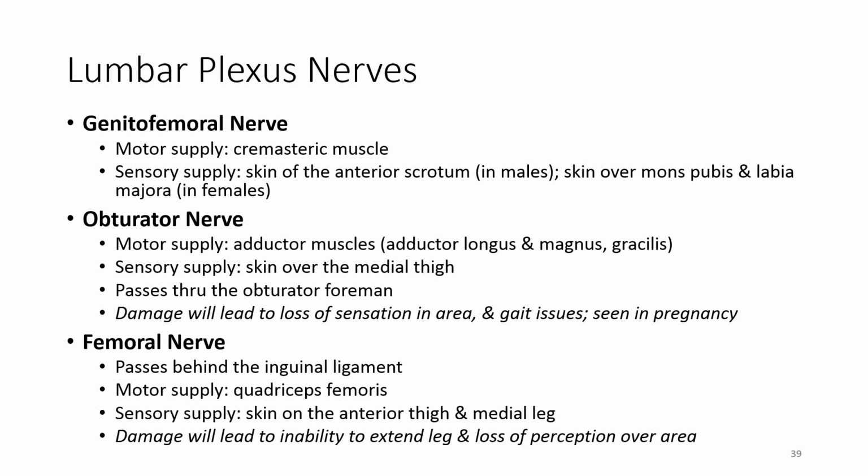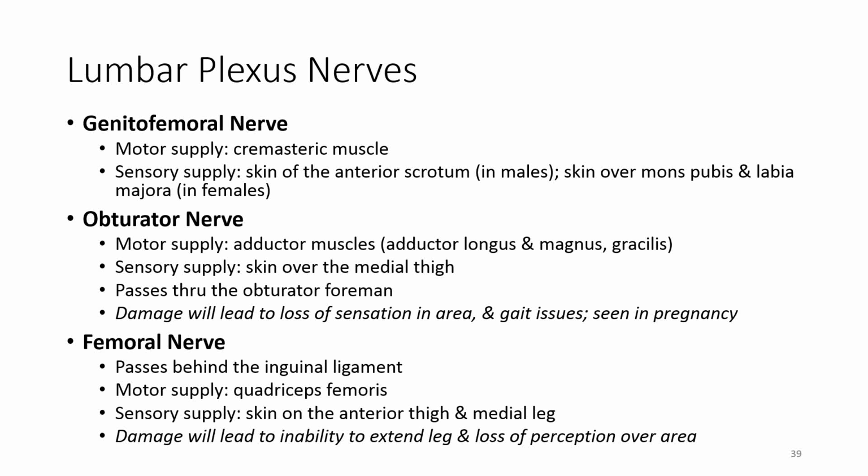And then the sensory, as the name would imply, goes to the genitals. So this is the anterior scrotum, and then over what's called the mons pubis and labia majora in females. So the mons pubis is like directly before your labia start. There's a little mound of kind of fatty tissue there. That's the mons pubis, and it's usually covered in pubic hair. So if that helps give you some geography of where that might be.